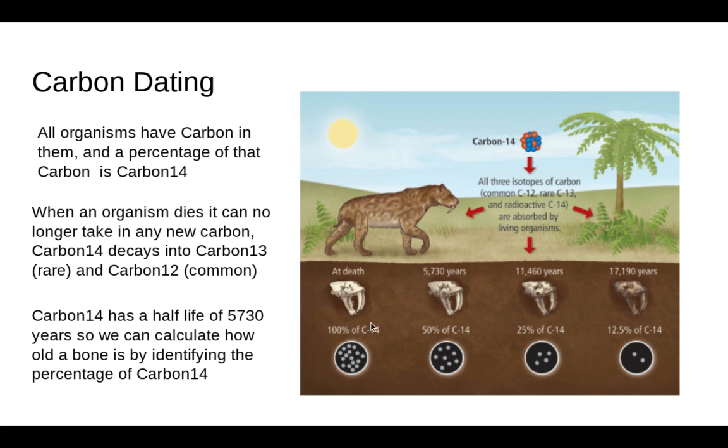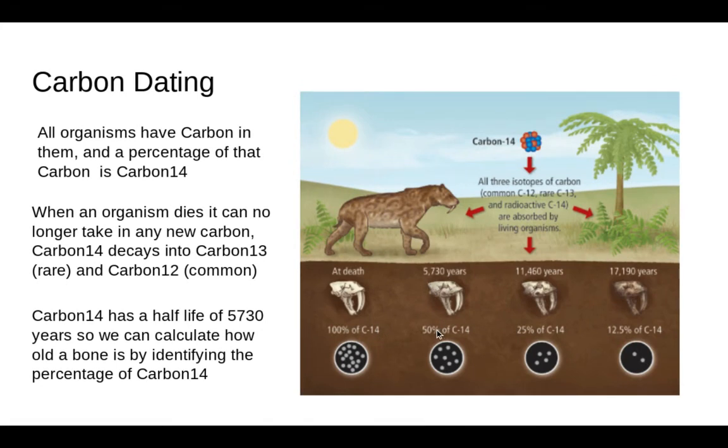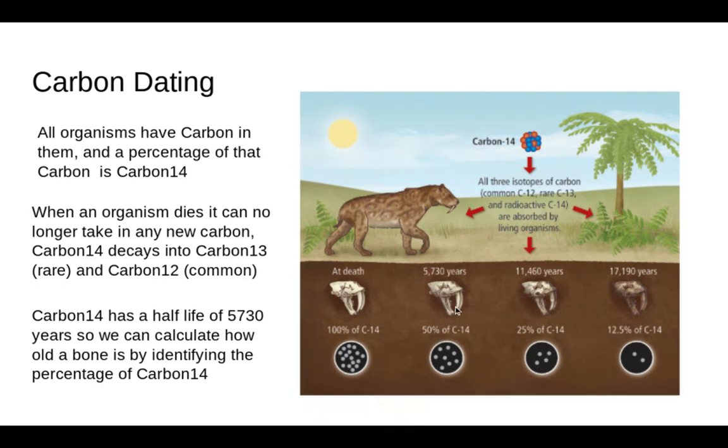So let's have a look at this bone here. The organism has recently died, it's stopped eating, but it's recently died, so it has 100% of its carbon-14. However, 5,730 years later, 50% of the carbon-14 has decayed. So if we find this bone and it only has 50% of the carbon-14 that it should normally have if it was living, then we know that this bone is approximately 5,700 years old.